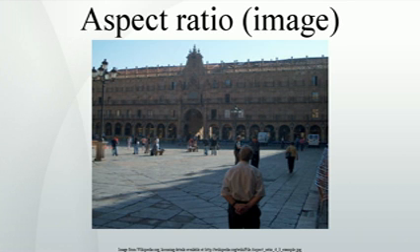Aspect ratio, image. The aspect ratio of an image describes the proportional relationship between its width and its height. It is commonly expressed as two numbers separated by a colon, as in 16:9.